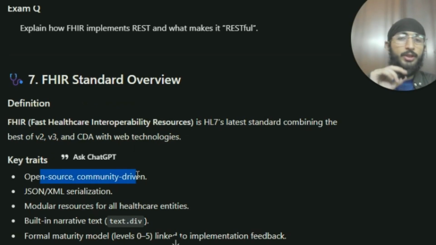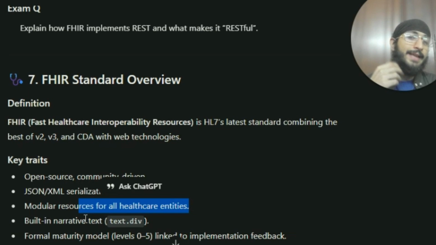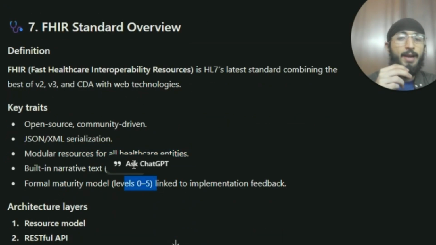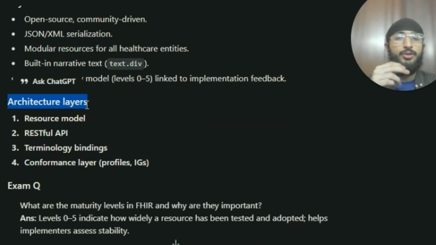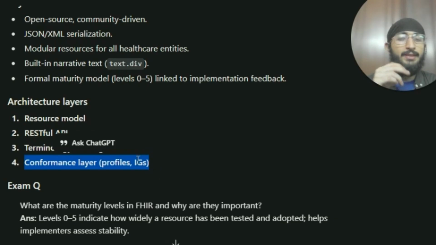Key traits: open source, community driven, JSON XML serialization, modular resources for all healthcare entities, built in narrative text, and formal maturity model levels 0 to 5 linked to implementation feedback. Now, architecture layers: resource model, RESTful API, terminology bindings, and conformance layer, that is profiles and IGs.